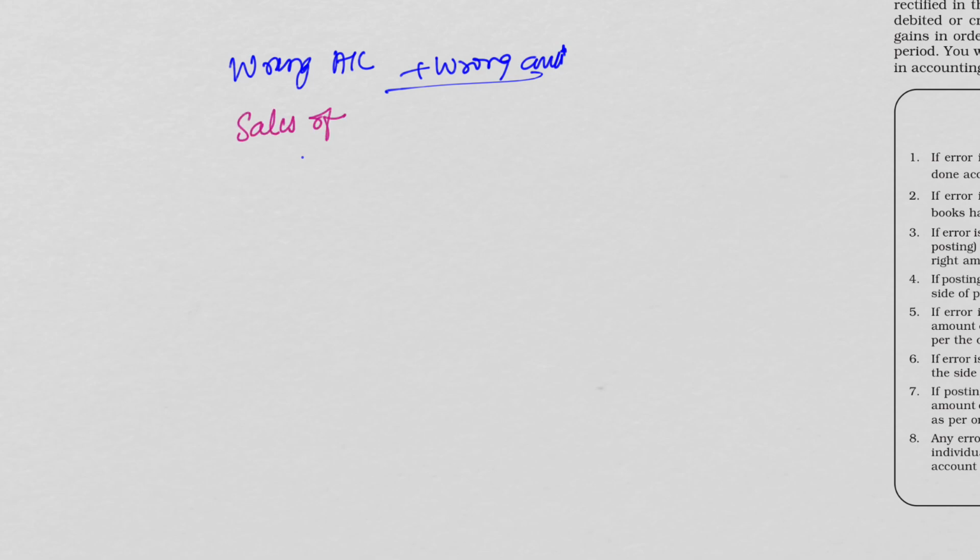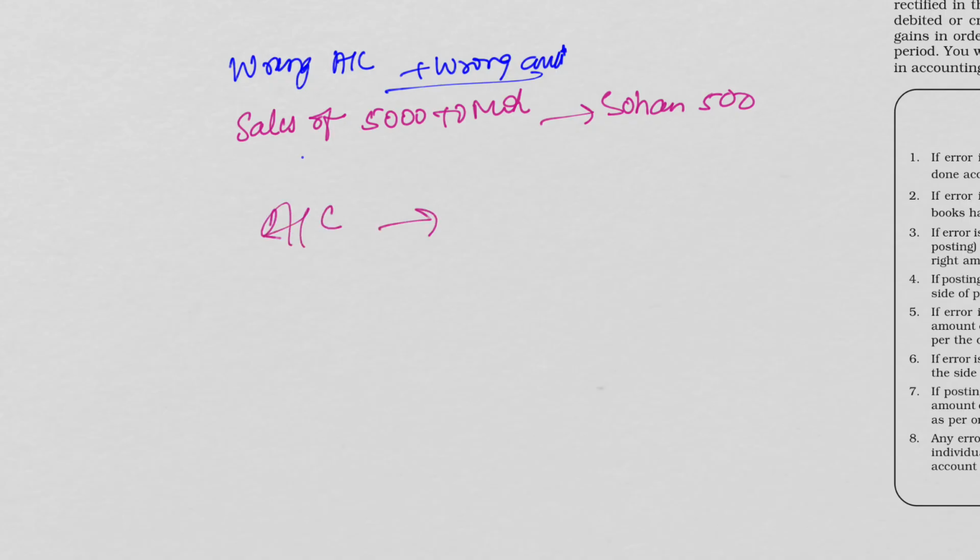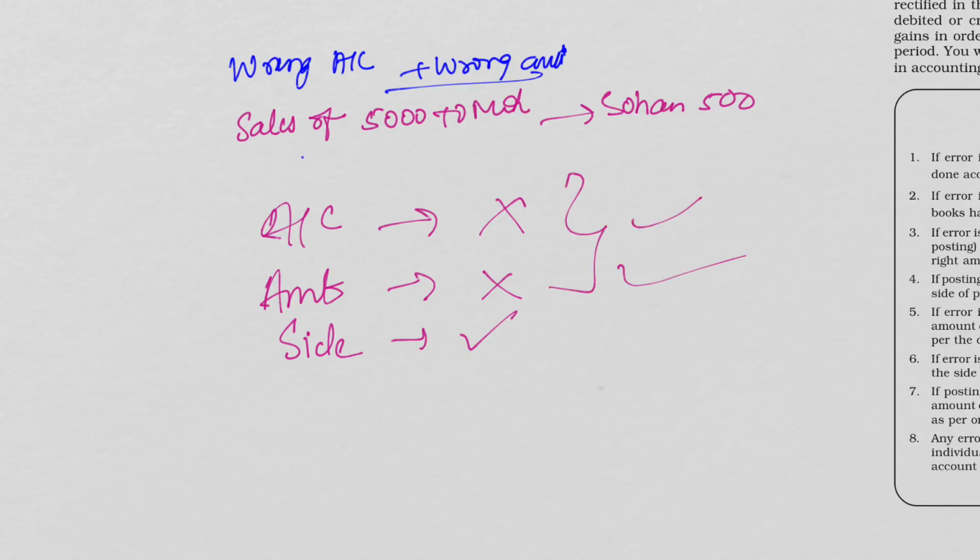Next we have, if posting is made to the wrong account with the wrong amount. For example, sales of rupees 5,000 to Mohan posted to Sohan for rupees 500. So here the account is wrong, the amount is wrong, but the side is assumed correct. So the correction will adjust the account as well as the amount.